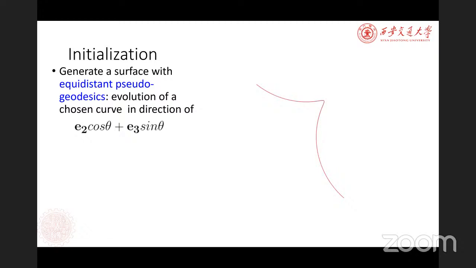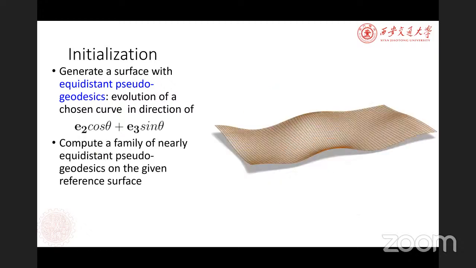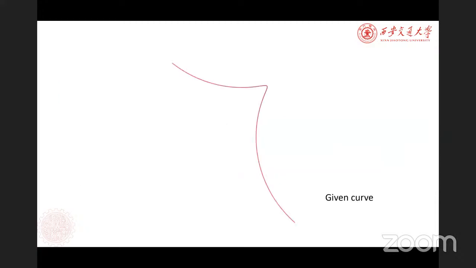So the initialization based on pseudogeodesics can be applied in two different ways. One is giving a space curve, and we generate the surface through evolution. Another way is giving a reference surface, and we sample some geodesics on the surface. So here I show the first way.